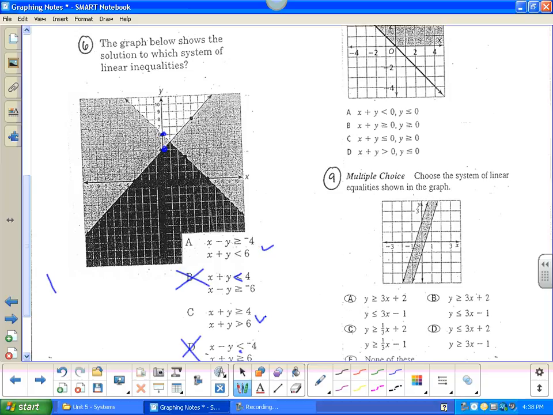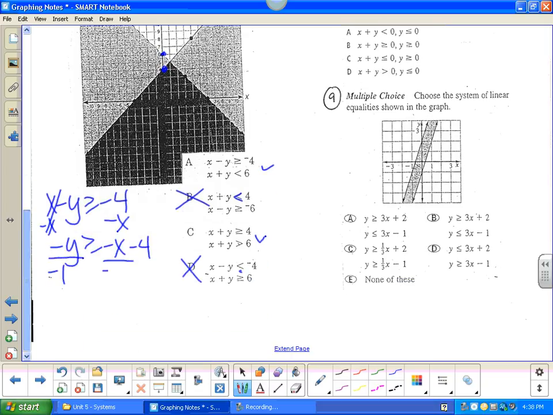So let's test A. If I were to subtract x, and then I would have to divide by -1. Okay, so let's test them. Does it go up to 4? Yes. Slope is 1, so up 1, right 1, up 1, right 1. Yes. Solid line, yes. Less than, shaded below the line. Yes, absolutely. So I'm really liking that equation right there.